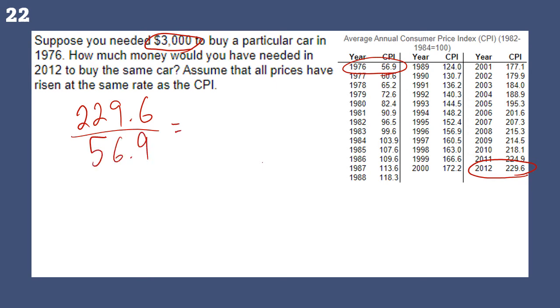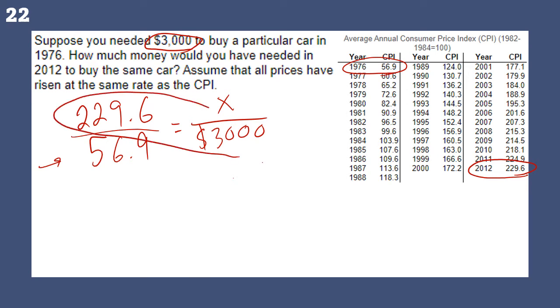I'm going to make sure I set it up so that all the prices match up. So this one is going to be my old number, my 1976 number on bottom. So in 1976, that's where I'm going to put the 3,000 on the bottom. What I'm looking for is my X, or my dollar amount that scales up. And so we can cross multiply and divide and solve this like a proportion to find X.